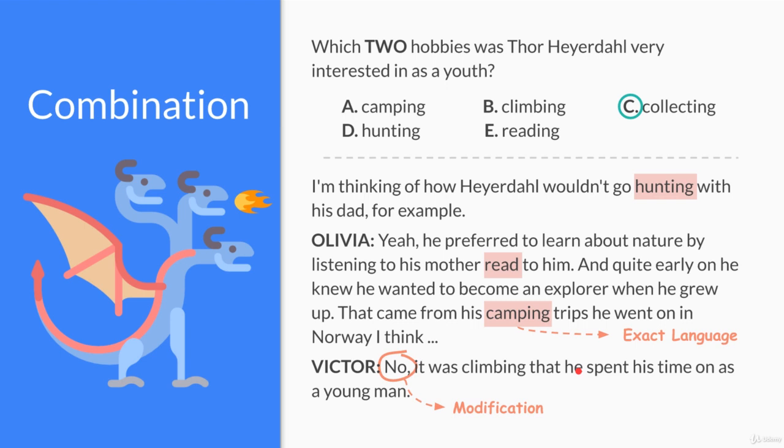Can you take a guess? I hope it's not a guess by this point. I hope the answer is very clear to you. So the right answer is climbing. Victor says it was climbing that he spent his time on as a young man. This again, they don't give it to you directly. They are again using synonym language here. So instead of saying what he was interested in as a youth, they say what he spent his time on. And youth again is synonym language for a young man. So the correct answer here is climbing, the letter B.